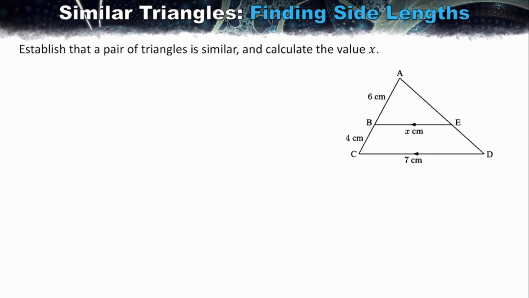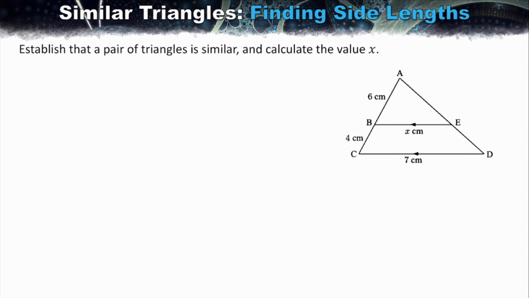So we've got two triangles here. We've got the triangle ABE and we've got the triangle ACD. Before we can calculate the value of x, we do have to ensure that these two triangles are similar to each other, because if they're not similar, then we can't say that the corresponding side lengths are going to be of the same ratio. So that's the first thing we have to do, is establish that these two triangles are similar to each other.